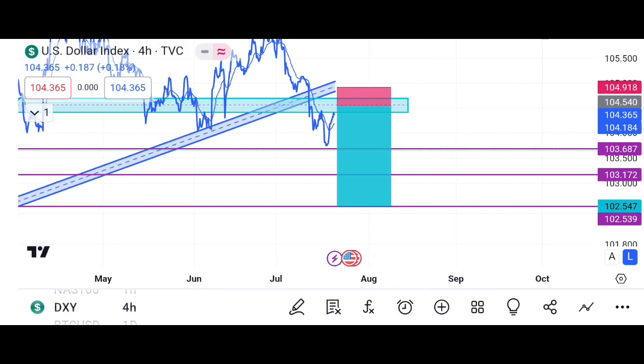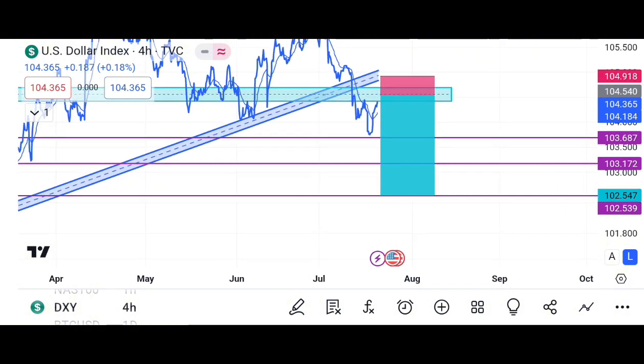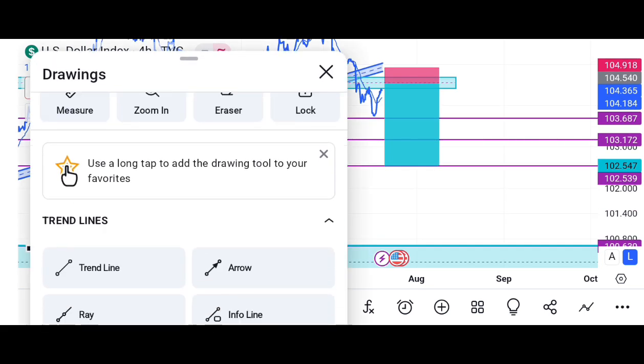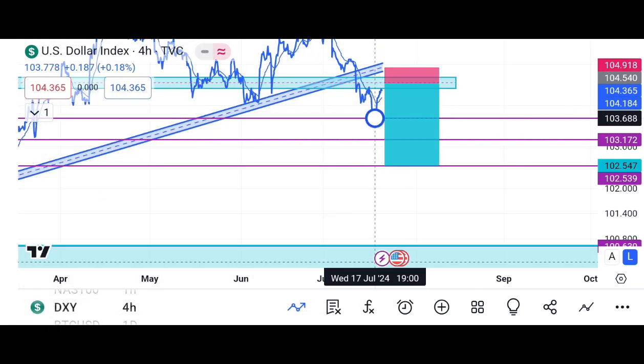Then once the trade is running perfectly, I'm going to leave one trade open. Then I'm going to enter more once I see confirmation. This trade is going according to my direction.